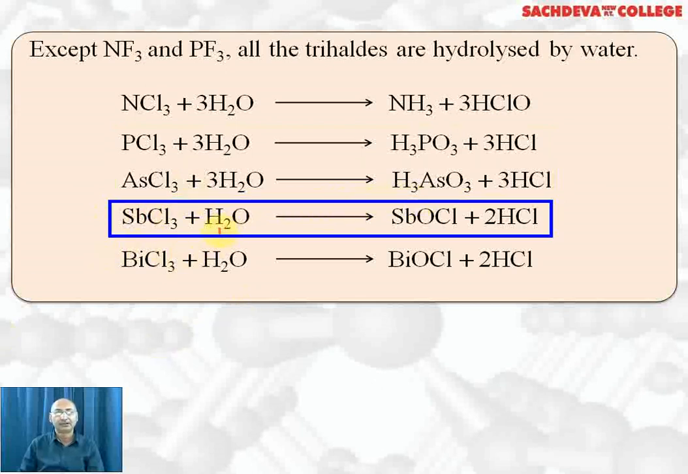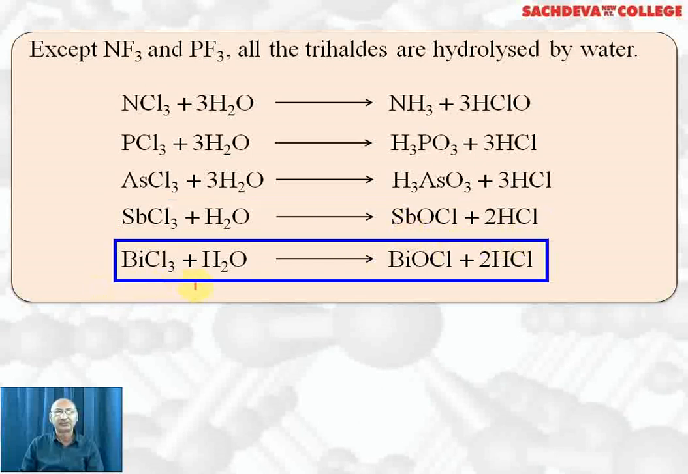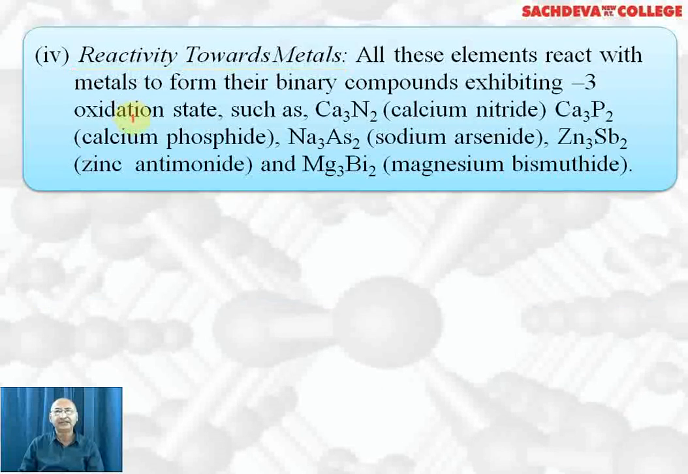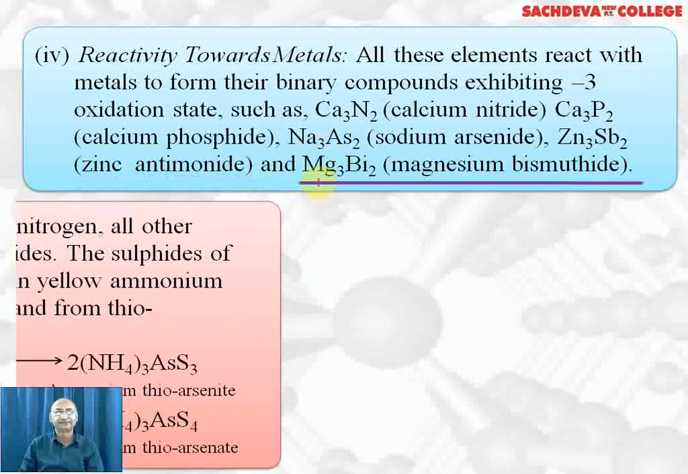Antimony and bismuth chlorides hydrolyze to form their oxychlorides. SbCl3 on hydrolysis gives SbOCl, antimony oxychloride, plus 2HCl. Similarly, bismuth chloride gets hydrolyzed to bismuth oxychloride plus 2HCl due to their increased metallic character. Reactivity towards metals. All these elements react with metals to form their binary compounds exhibiting the -3 oxidation state. For example, calcium nitride, calcium phosphide, sodium arsenide, zinc antimonide, and magnesium bismuthide.